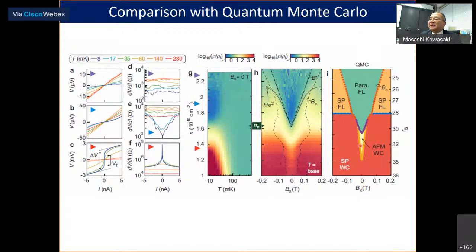The simulation indicates that we have an anti-ferromagnetic Wigner crystal here, and the paramagnetic Fermi liquid, and by applying a high field, you can get a spin-polarized ferromagnetic state, and in between, you have some excess conductivity. If you plot resistance as a function of temperature and charge carrier density, you have an anti-ferromagnetic insulator, you have some excess conductivity, and this is a boring metallic state at high temperature.